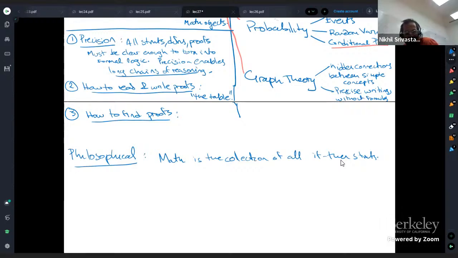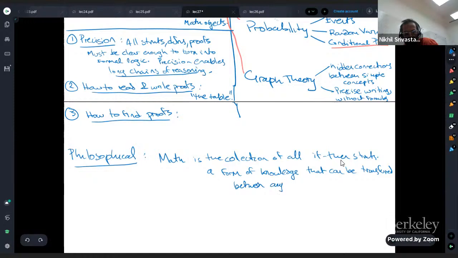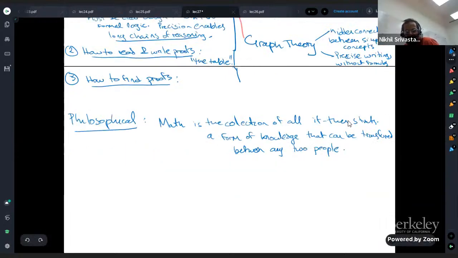Another way to look at it is that math is a form of knowledge that can be transferred between any two people. In the sense that if I want to convince somebody of a mathematical statement, I just give them the proof and there's nothing personal about it. They can run the proof in their own mind and they will believe it. So it's a way of convincing people that's in some way universal.